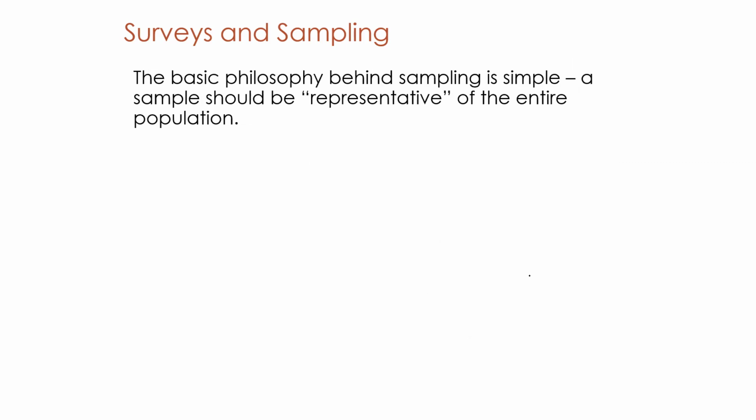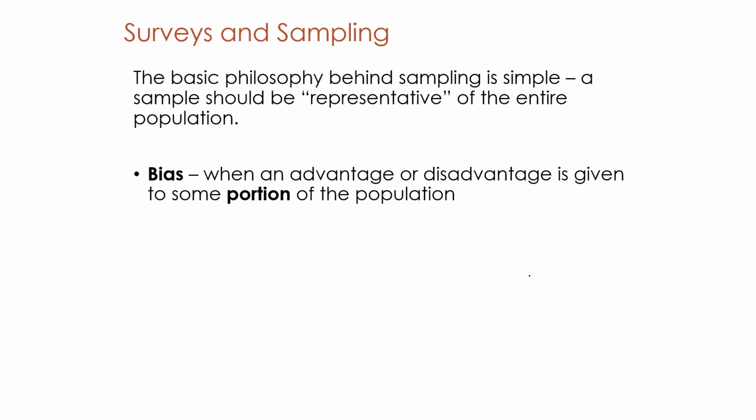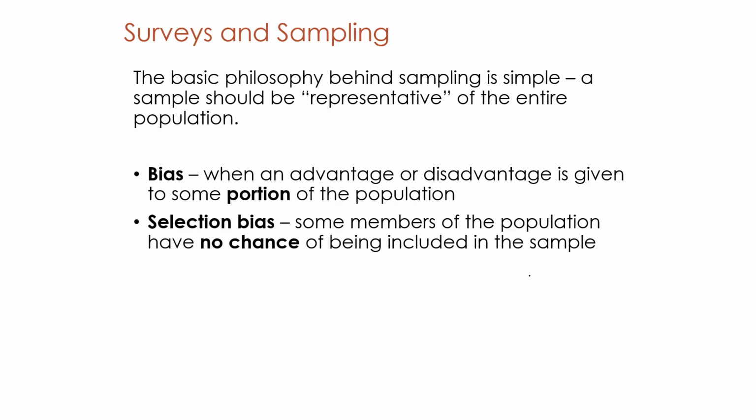The basic philosophy behind sampling is simple. A sample should be representative of the entire population. Right? Everybody agrees to that, but exactly how you go about that isn't obvious. Bias: when an advantage or disadvantage is given to some portion of the population. Selection bias: some members of the population have no chance of being included in the sample.